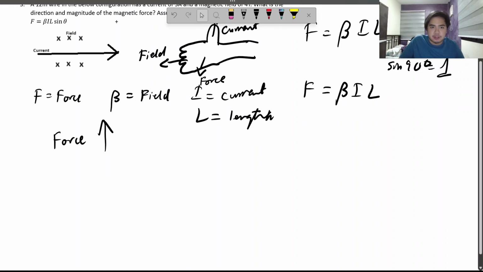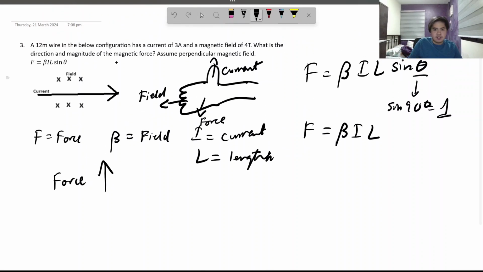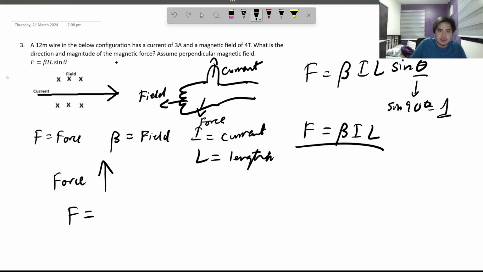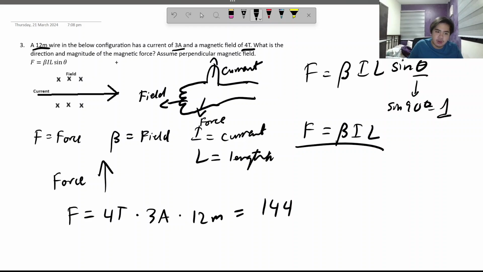But what is the force? Well, the formula is F equals beta IL sine theta, but sine theta is already 1, so you can forget that. Beta is the magnetic field, 4 Tesla given here. The current is 3 amperes given here. And the length is 12 meters given here. Multiply that together, we get 144, and the unit for force is Newton.